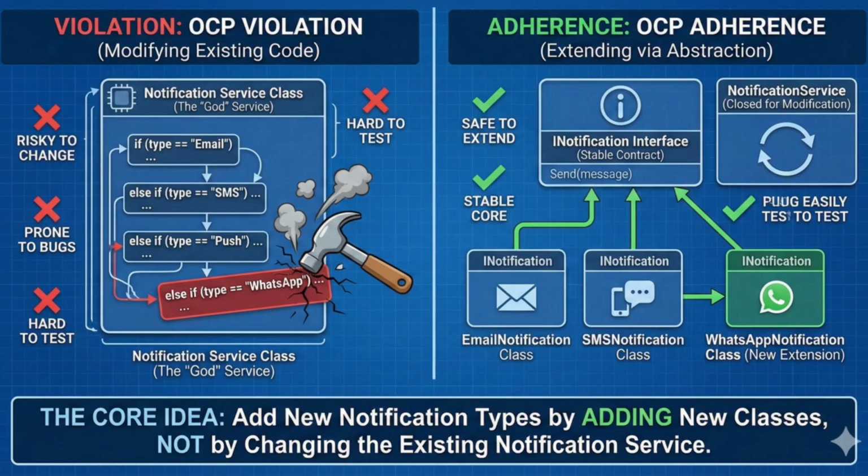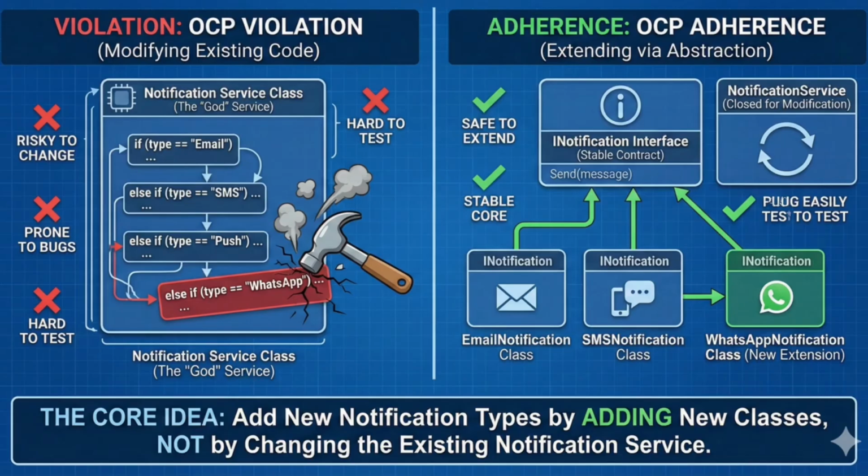On the left side of this image, we see a clear violation of the open-closed principle. Here, we have a single large notification service class, often called the God class, because it handles everything. Inside this class, we keep writing multiple if and else if conditions like email, SMS, push, and WhatsApp notifications.